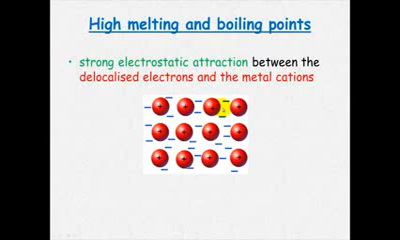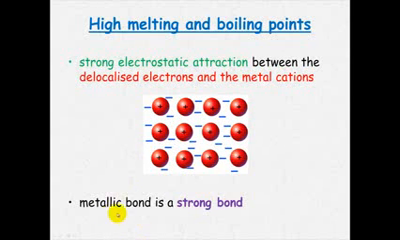And what this creates is, it's almost like glue. This cation's attracted to the electrons in between, which those electrons are attracted to the cation. So it's a strong electrostatic attraction. And this means that the metallic bond is a very strong bond.